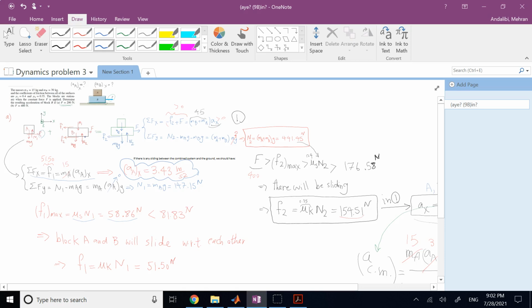And this is how you approach this problem for case A and case B.